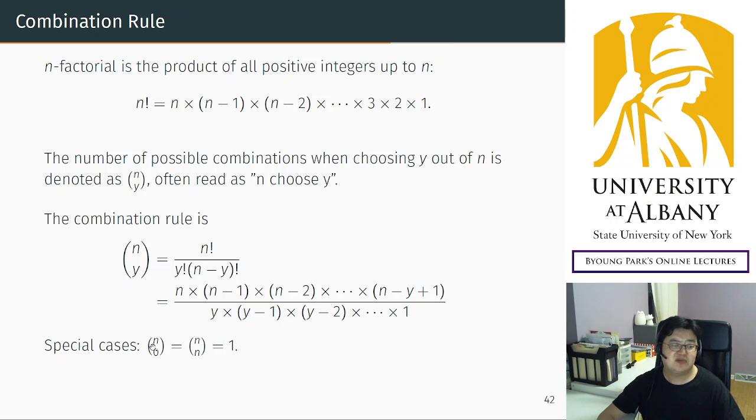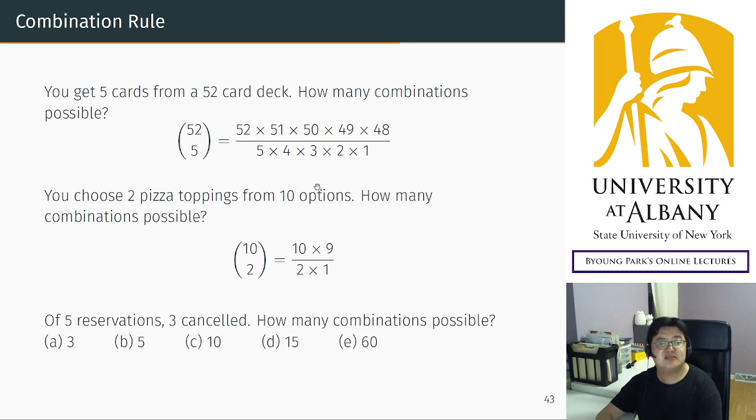And I'm telling you this because if you have 0 or n, the denominator has to calculate 0 factorial, which requires a more complicated discussion. However, the result can be understood more naturally. And here are more examples.